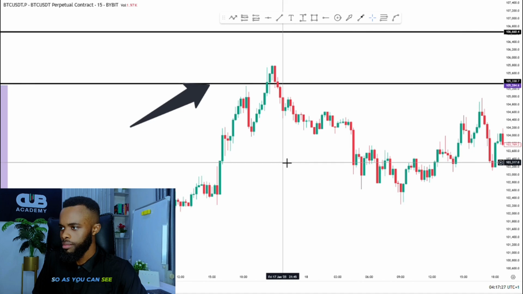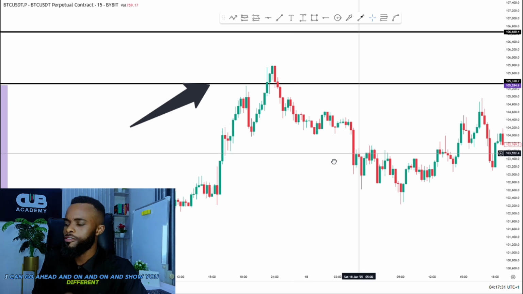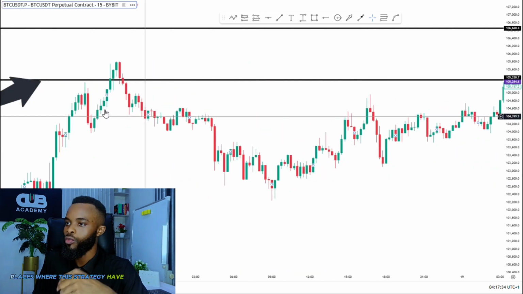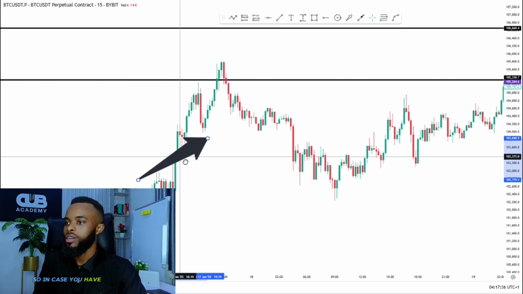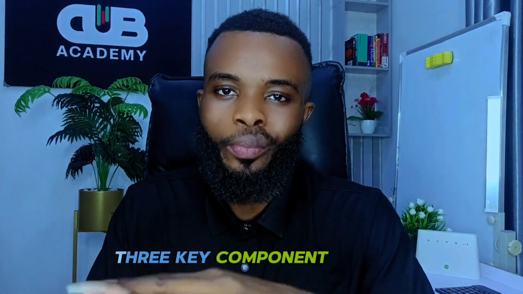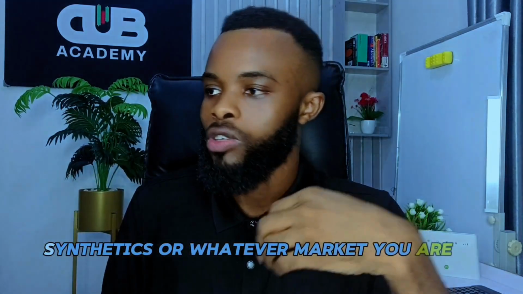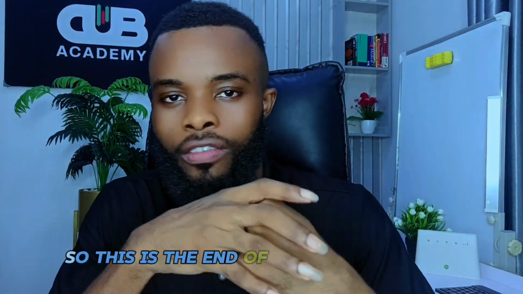As you can see, I can go ahead and show you different places where this strategy has worked out. So in case you are a trader and are finding it difficult to use this particular engulfing candlestick pattern, if you apply these 3 key components, you'll be able to stay ahead of the game whenever you trade crypto, forex, synthetics, or whatever market you are trading on. So this is the end of this video.